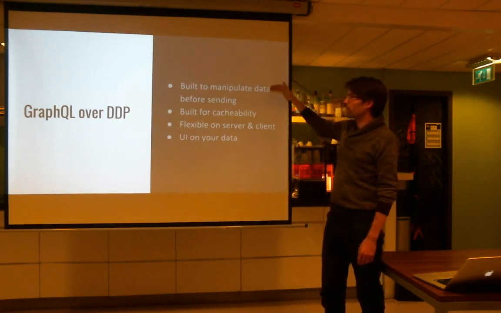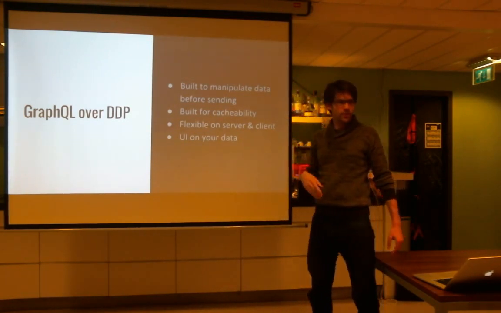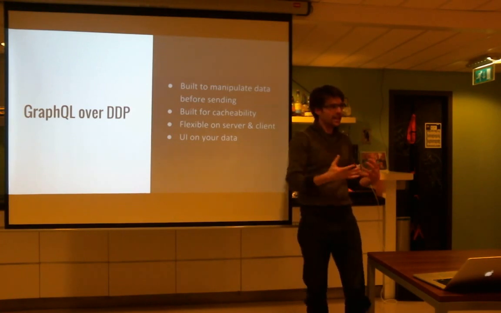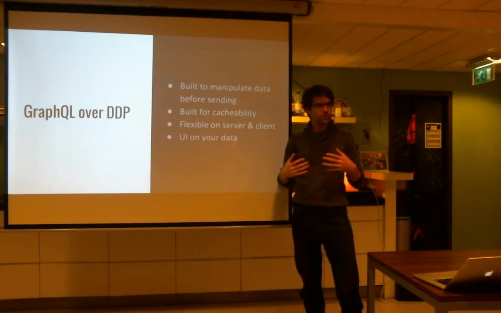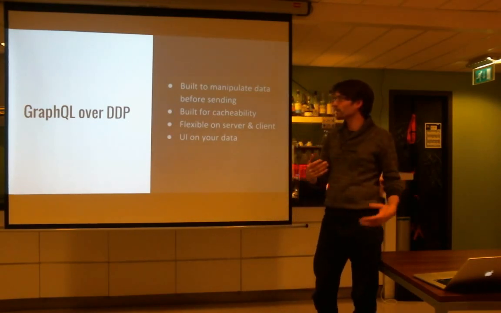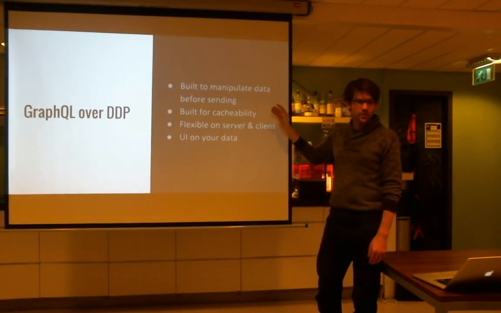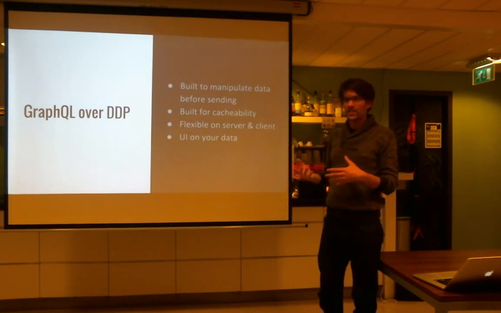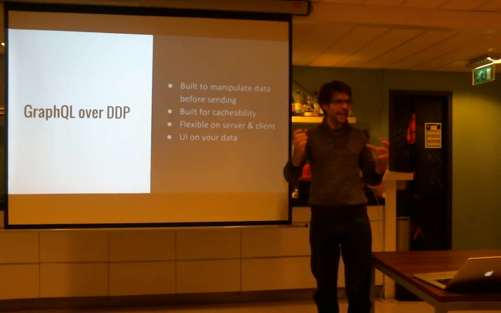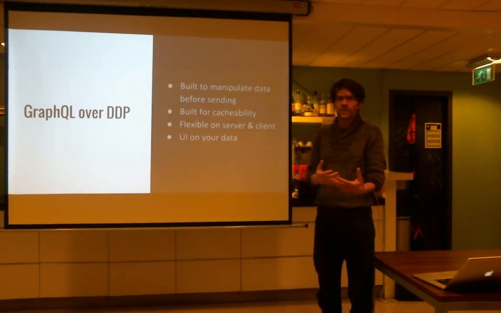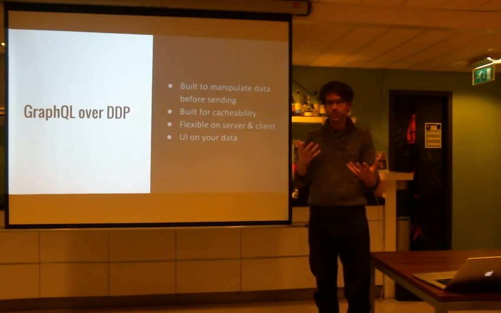GraphQL is built to manipulate data before sending, so it has caching layers, and it has these resolvers where you can decide how you want to return it. It's built for cacheability, whereas DDP is, you have to do a lot of coding yourself if you want to cache it and if you want to do stuff with it other than just exposing a collection to the client.